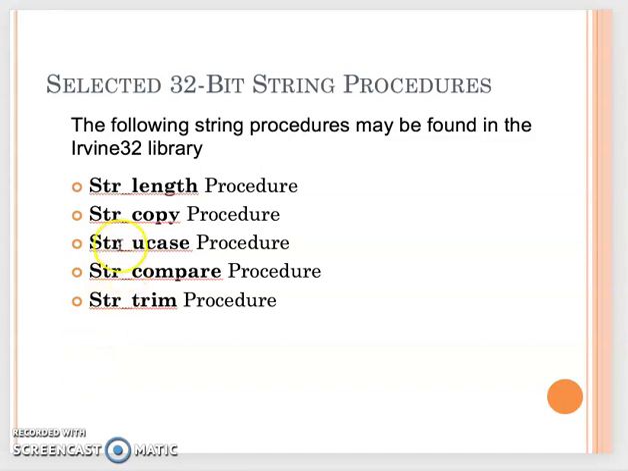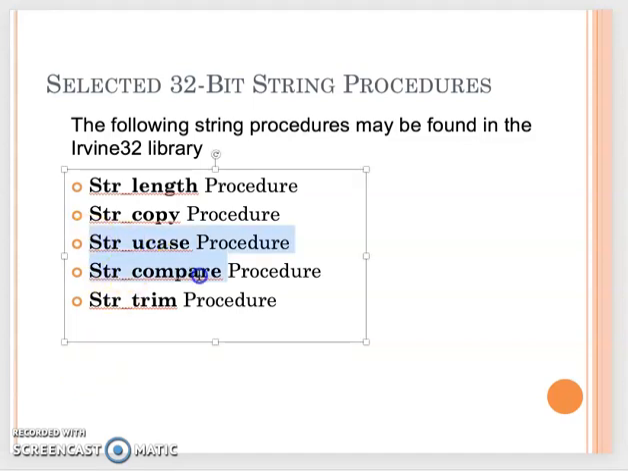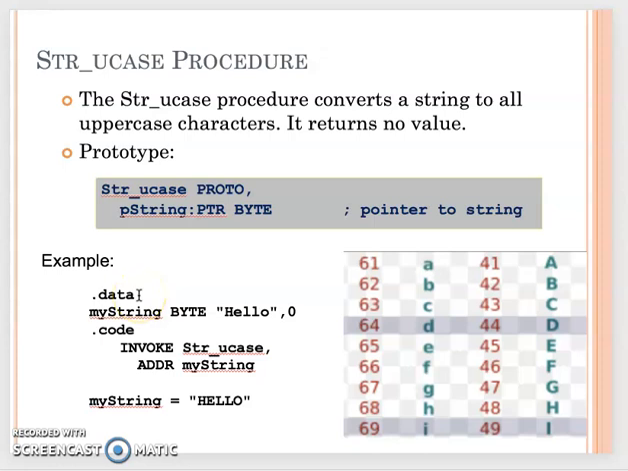Let's continue to talk about the rest of the string processing procedures in Advanced 32. So we will see the UCase for uppercase and the compare. The first one is the uppercase procedure. You will convert a string to all uppercase characters. You return no value, because it will simply update all the letters in the string to uppercase.